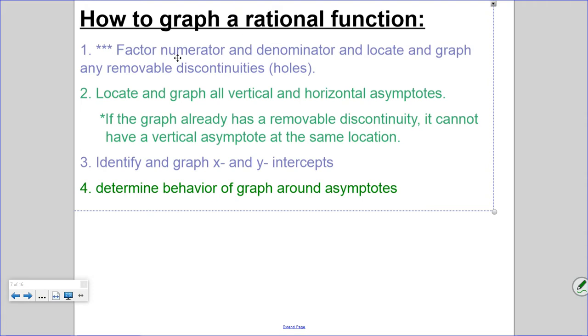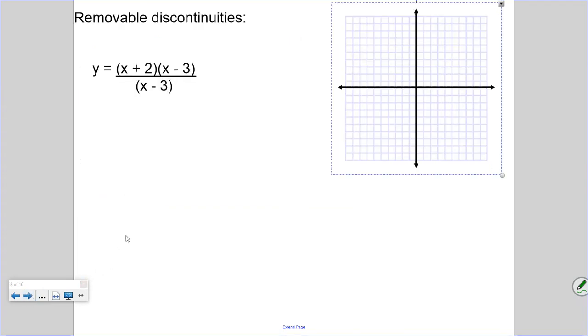The first thing will be to factor the numerator and denominator, and locate any removable discontinuities, which are holes. We'll talk about those in a minute. Locate all the vertical and horizontal asymptotes, and we'll be able to do this algebraically. We'll identify x and y intercepts algebraically, and then we'll figure out what's happening around those asymptotes, around those intercepts, and around the rest of the graph. So let's first talk about removable discontinuities. Removable discontinuities occur when a common factor is divided out.